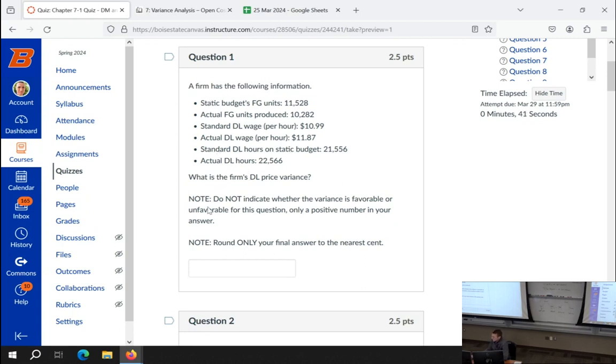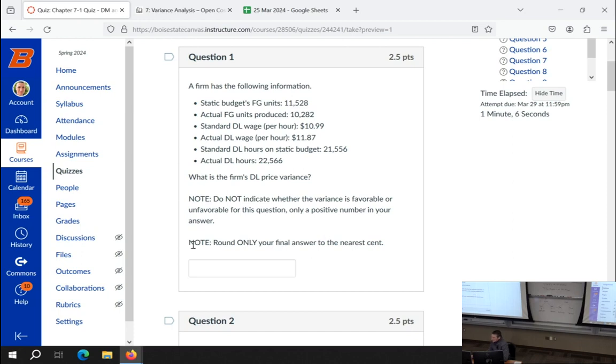All right. So the way these open answer ones work on this chapter 7 quiz, almost all of them, I think all of them, is you don't worry about favorability or unfavorability. I just want a positive number. Even if you do the calculations and it comes out negative, I just want the positive number, as if you were saying a favorable or unfavorable variance of this amount. That's how you report it. You don't report a negative number as a variance when you're saying it out loud, at least.